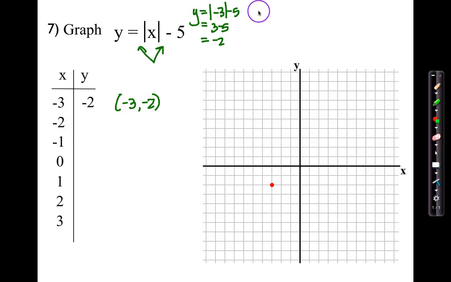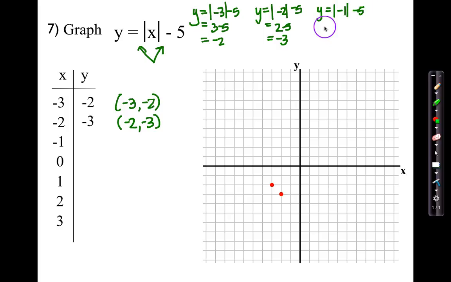Next one, I'm going to plug in -2. Y equals the absolute value of -2 minus 5. The absolute value of -2 is 2, minus 5 is -3. So I'm going to write down that ordered pair and then graph it, -2, -3. Next one, y equals the absolute value of -1 minus 5. Here it's going to be 1 minus 5, which is a -4. So write down the ordered pair, which is -1, -4, and plot that point.